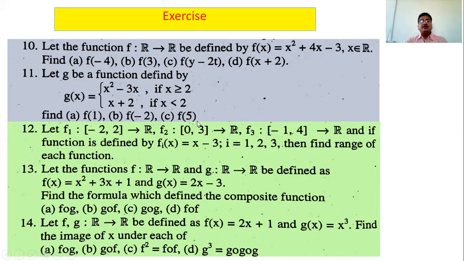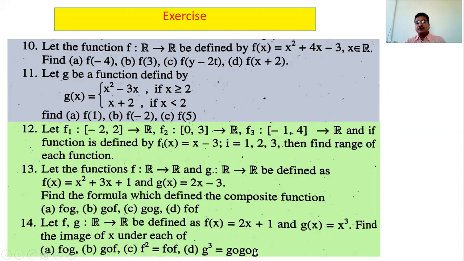Then find, using these two definitions, g of 5 and g of 1. For g of 1 use this definition, for g of 5 use the first definition. For minus 2, again minus 2 is less than 2, so use the definition x plus 2. Then again an example on the range of the function. This is to find the composition, a formula to define the composition. These examples are important as far as the exam is concerned. Find the formula for g circle f and f circle g.